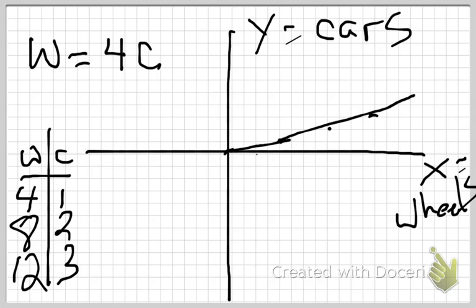So going back to our big idea, we can use a linear equation to describe a pattern, and the pattern is the wheels of the cars, and then using that linear equation, we can draw a graph of it, and we can use it to solve problems.